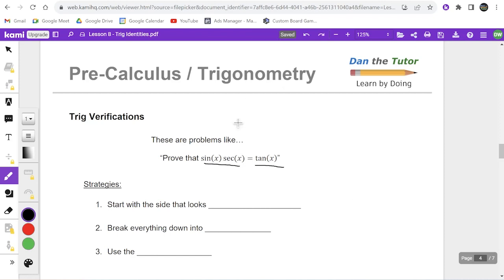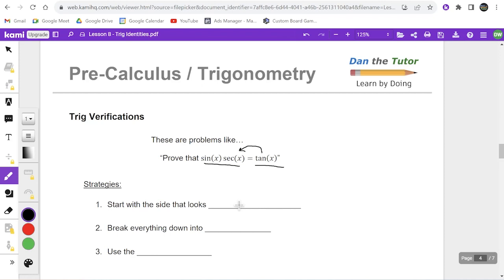And the other thing I want to tell you is that technically you can change both sides. So for instance, if you think it'd be easier to go the other way, tangent x to sine x times secant x, you can go in reverse as well. The problem is it's going to be kind of impossible because there would be a lot more freestyling, if you know what I mean.